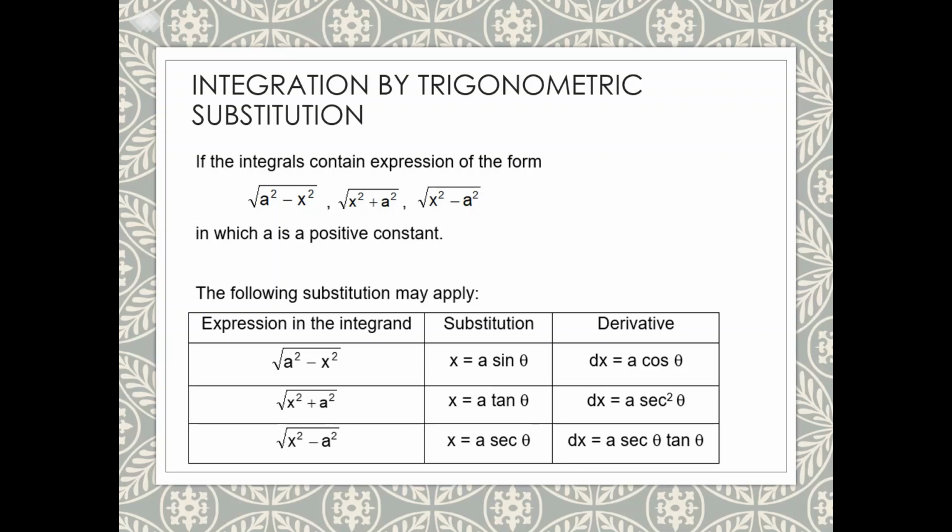There are three trigonometric substitutions that can be used depending on the expression inside the square root, such as x equal to a sine theta, x equal to a tangent theta, and x equal to a secant theta. Make sure you use the correct derivative of each substitution, otherwise you cannot get the correct solution.